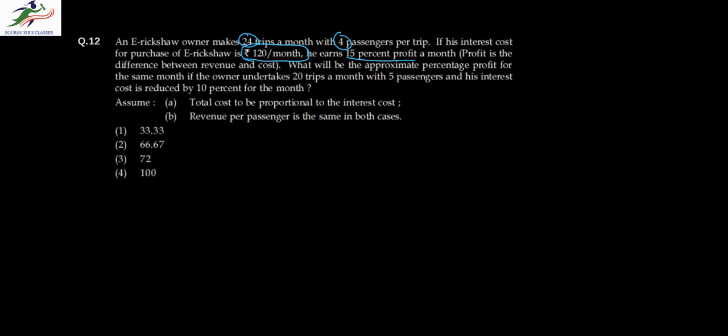And then it is asked what would be the approximate percentage profit for the same month if the owner undertakes 20 trips a month with 5 passengers, and his interest cost is reduced by 10%. We are told that the total cost will be proportional to the interest cost, and revenue per passenger is the same in both cases. Now I'll show you first a shortcut method, and then I'll explain the details of it.